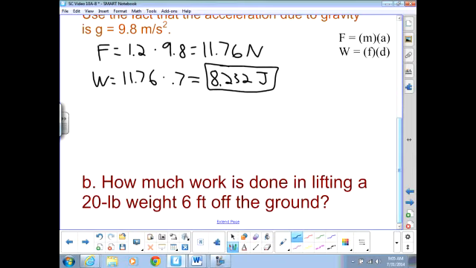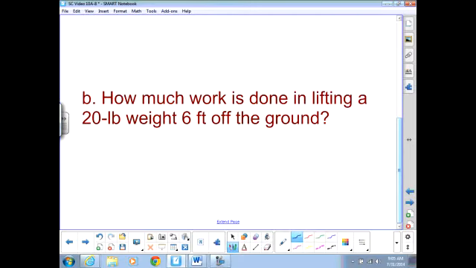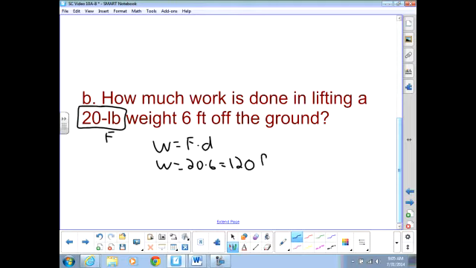Now, what if we wanted to lift a 20-pound weight 6 feet off the ground? Notice we're using a US system. We have pounds and feet. And it's important to note that a pound is already your force. So we've already got a force, so work is just force times distance now. So our work is just 20 times 6. So we get 120, and our units are foot-pounds.